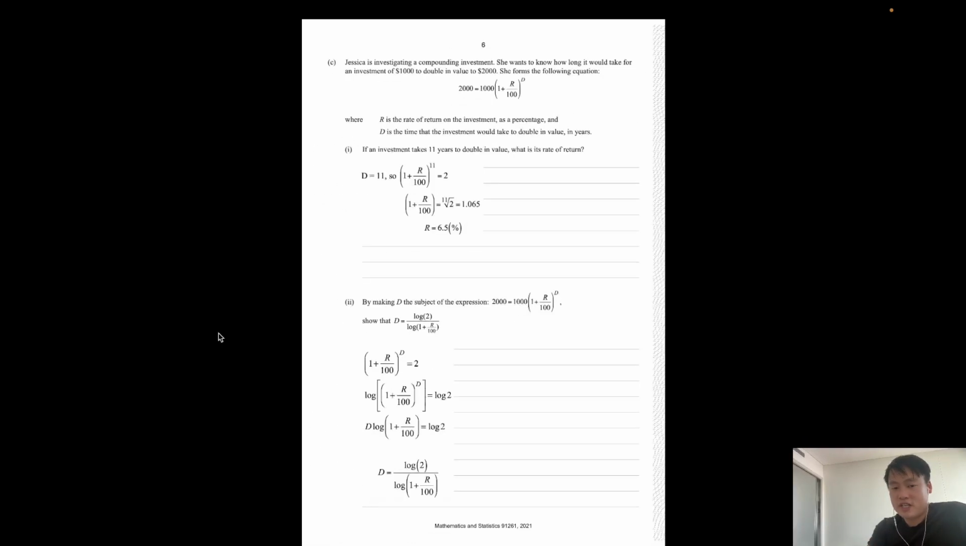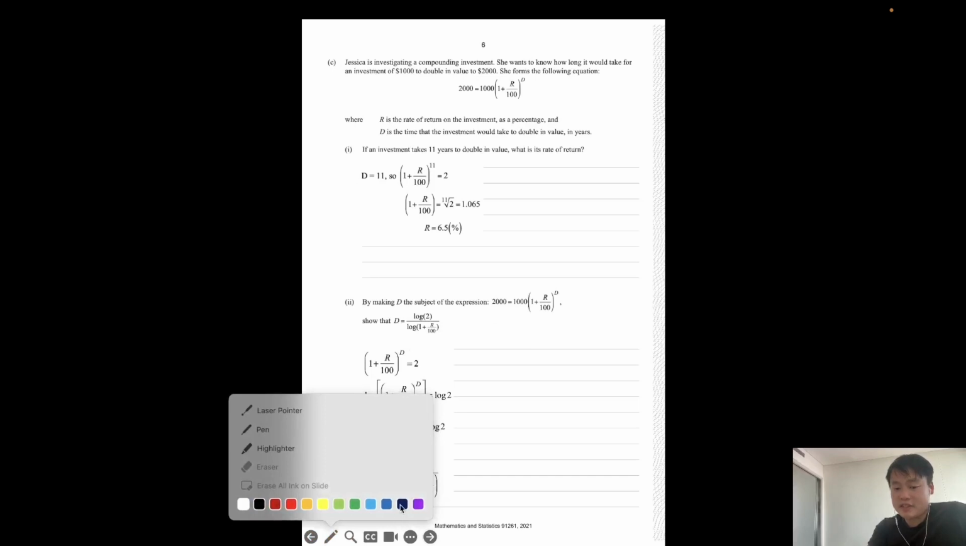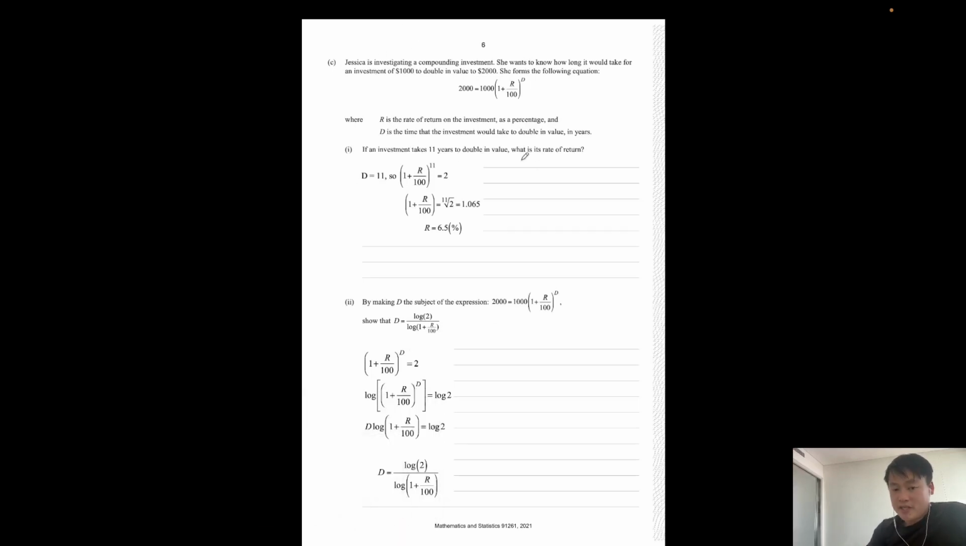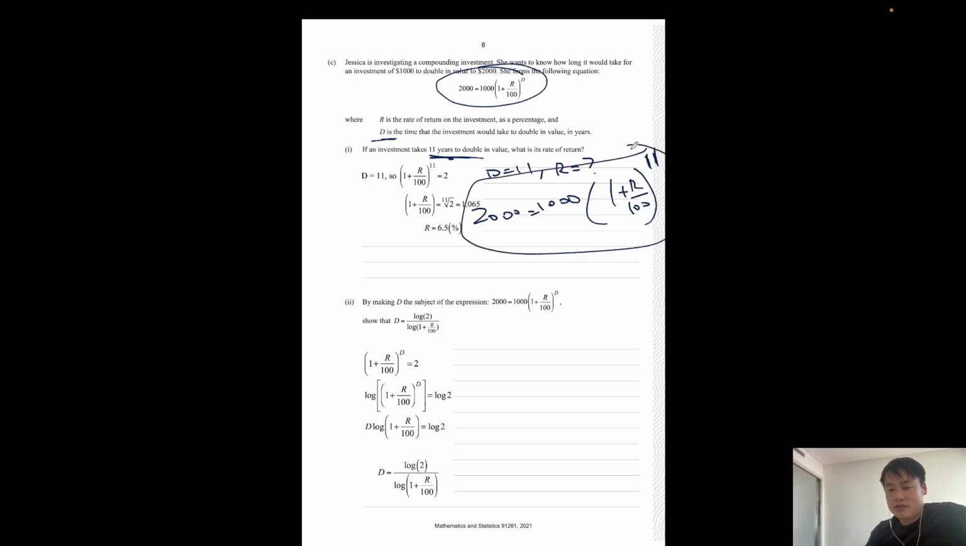So, explaining this in real time: if we annotate this, when they tell you it's 11 years to double in value, and the amount of time it takes to double in value is represented by the letter D, it just means D is equal to 11, comma, R is equal to question mark. That's what they're really asking for. And they gave you an equation to use. You just have to substitute that in and use basic algebra to rearrange for that missing letter. That's where you get 2,000 is equal to 1,000, bracket 1 plus R over 100, to the power of 11, just like that. And then you can tell this is just rearranging for R.